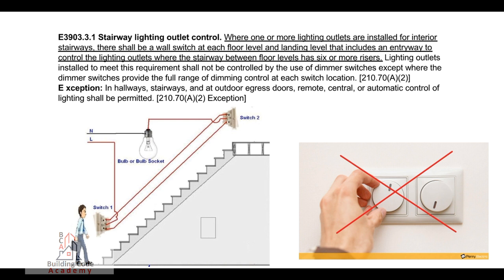E3903.3.1 Stairway Lighting Outlet Control. Where one or more lighting outlets are installed for interior stairways, there shall be a wall switch at each floor level and landing level that includes an entryway to control the lighting outlets where the stairway between floor levels has 6 or more risers. Lighting outlets installed to meet this requirement shall not be controlled by the use of dimmer switches, except where the dimmer switches provide the full range of dimming control at each switch location.